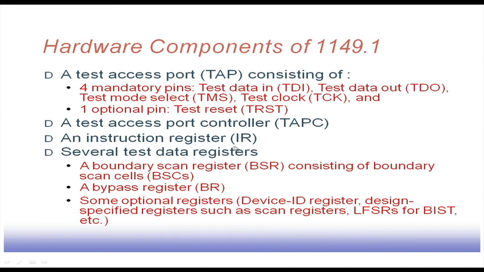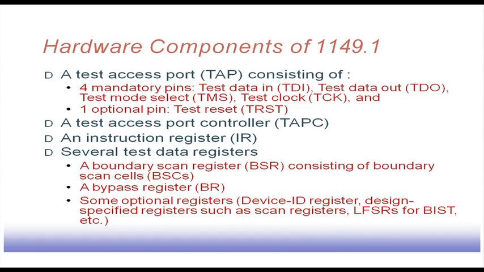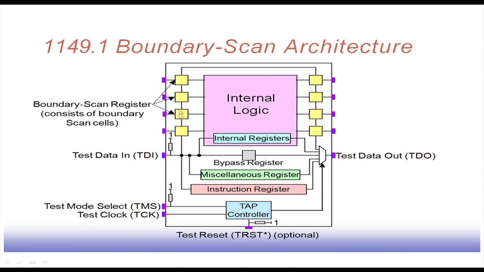Then there is an instruction register. There are certain types of instructions that you can give, that you can tell the test access port controller to do. This is that instruction register. It can hold different types of instructions, and we have several data registers like this boundary scan register. These boundary scan cells go in a chain, and that forms the boundary scan register.